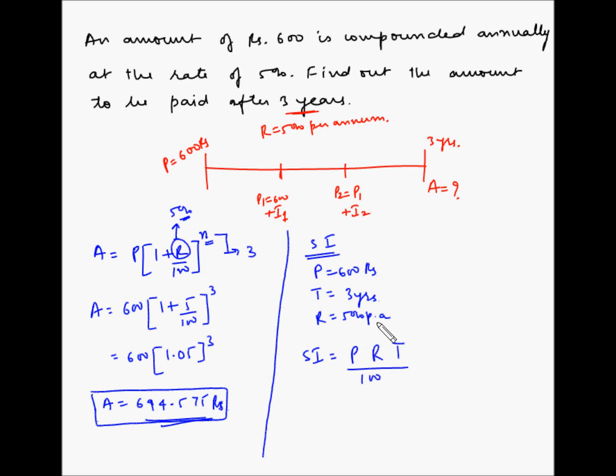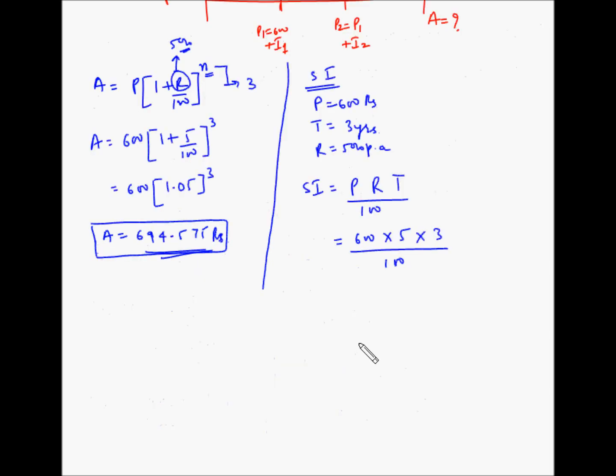Now here rate is given in per annum and time frame is in years, so we are all set. So simple interest is 600 multiplied by rate, which is 5, multiplied by time frame, which is 3, divided by 100. So these two zeros get cancelled with these two zeros, so this is equal to 6 multiplied by 5 is 30, 30 multiplied by 3 is 90, so 90 rupees. So now this is simple interest. So the amount will be equal to the principal, which is 600, plus the interest, which is 90. So this becomes 690 rupees.